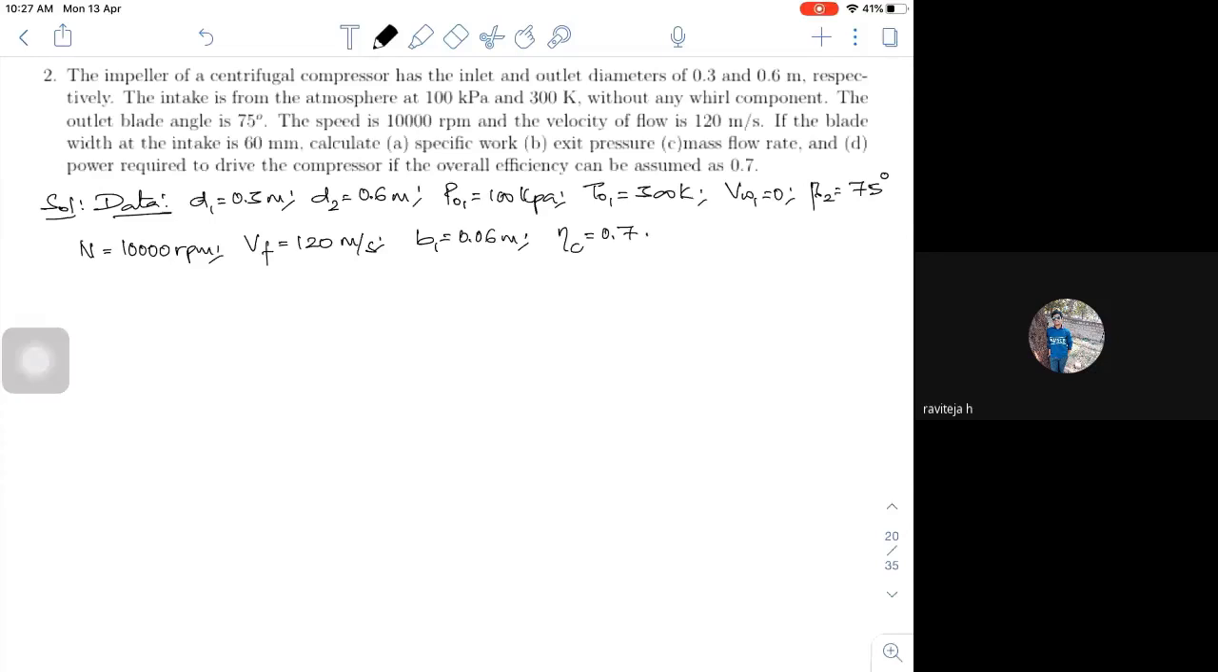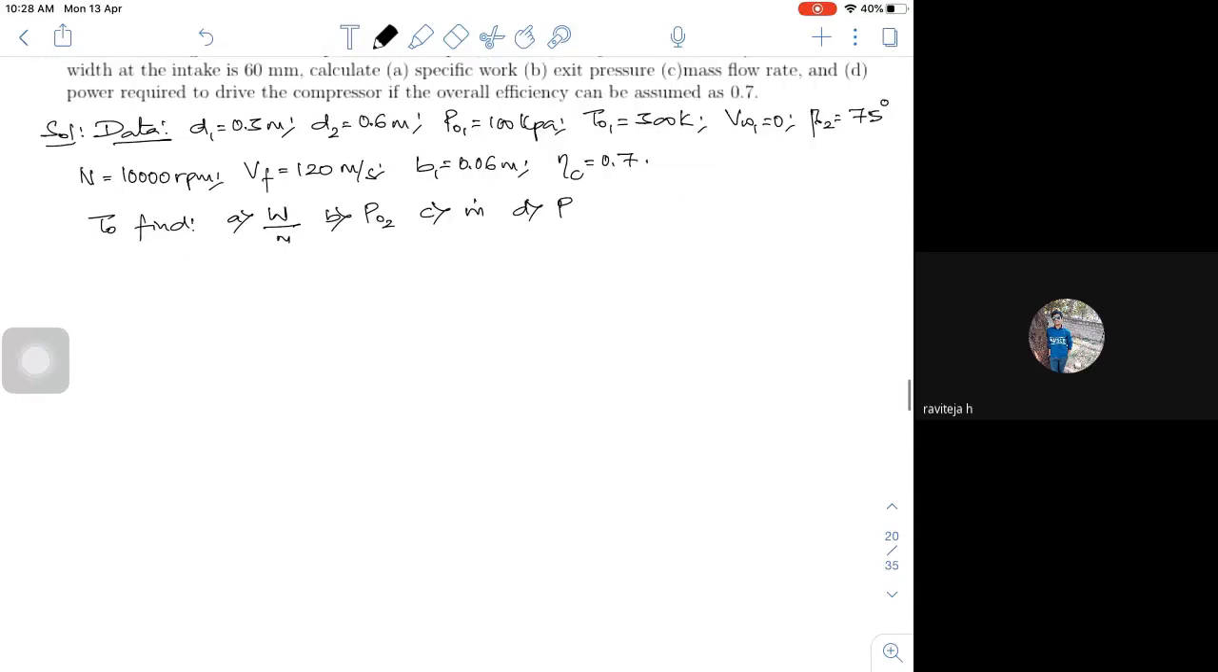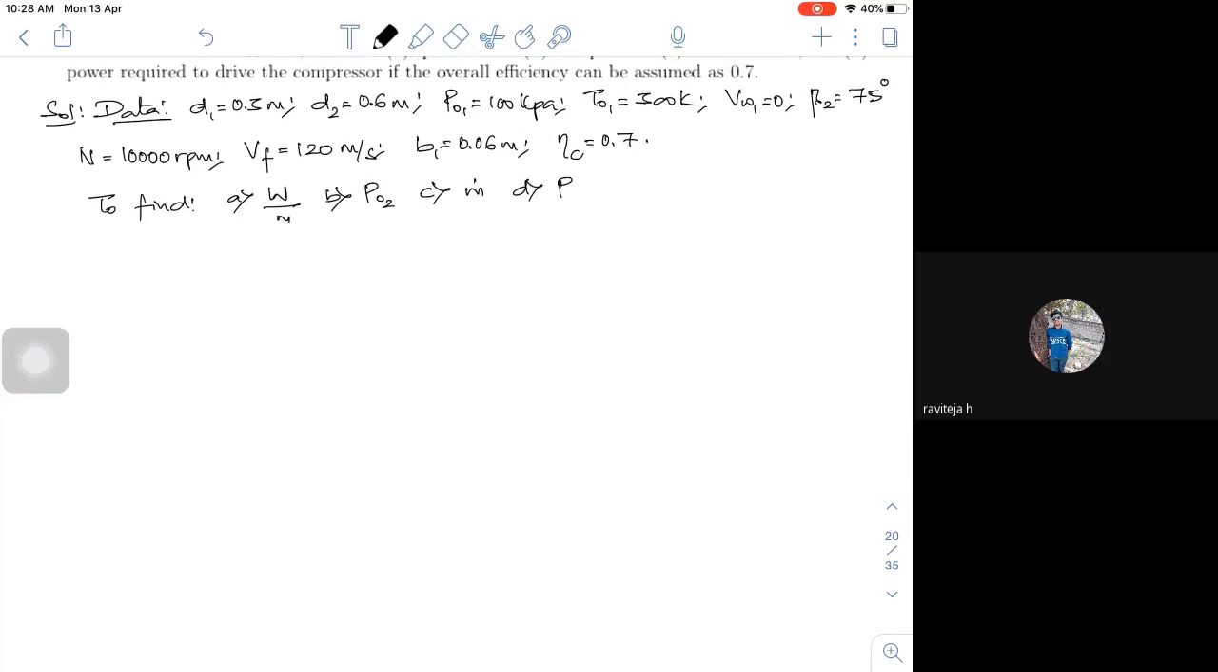What am I supposed to find? To find A, specific work, that is W by M. The second one is the corresponding exit pressure, which is P02, and C, the mass flow rate, and D, the power required to drive the compressor. Okay, and the overall efficiency is 0.7, so everything is given. Whatever I did for the previous problem, I'm going to do the same thing. I'm going to draw the corresponding TS diagram.